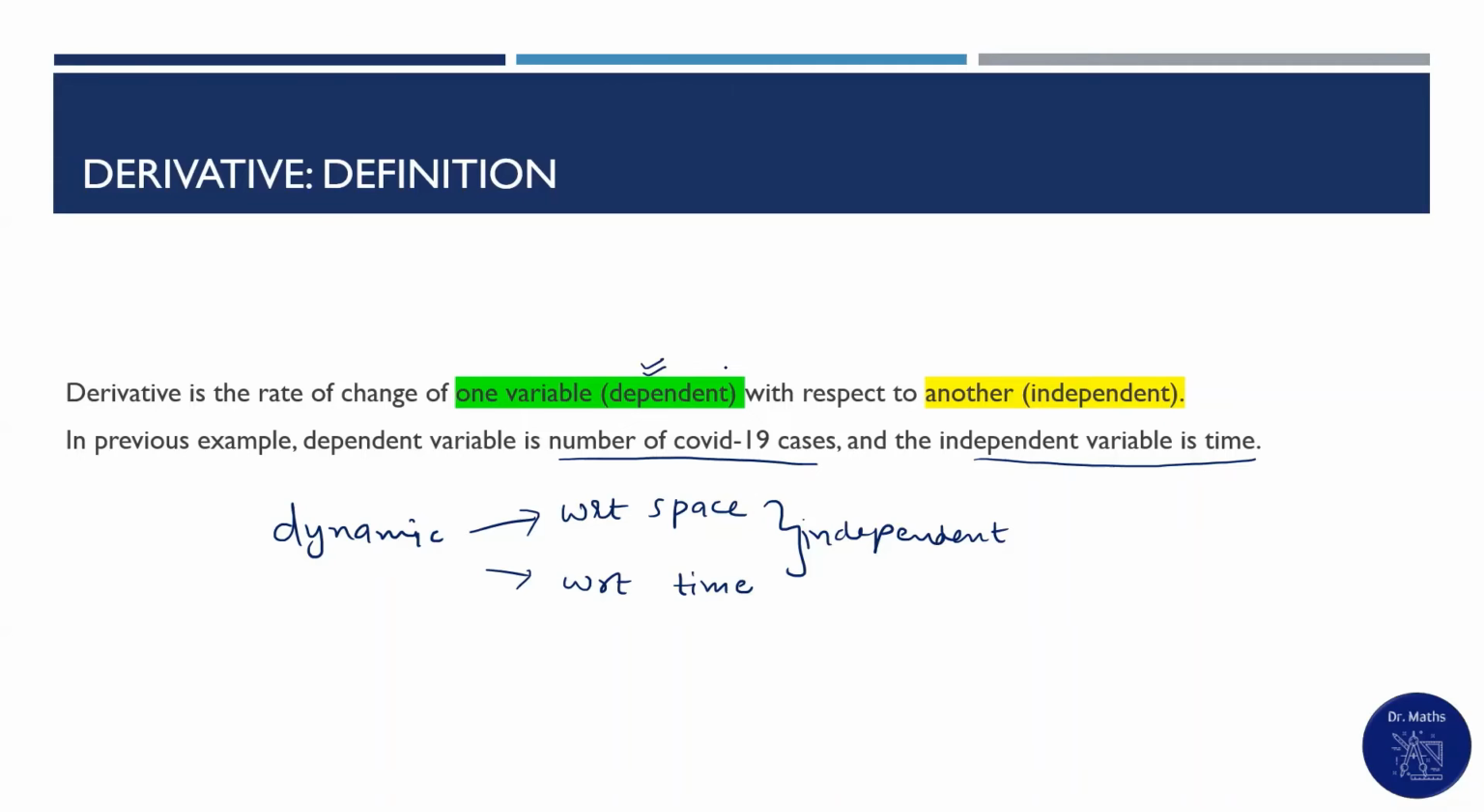So whenever we are trying to understand the derivative, the fundamental concept is that two variables are involved. One of them is dependent and the other is independent. The change is happening, so the rate of change is nothing but the derivative. I hope this intuitive definition of the derivative is clear.